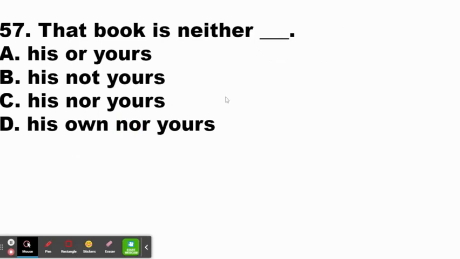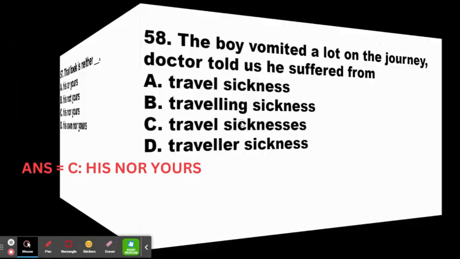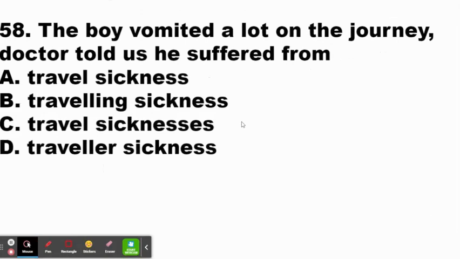57. That book is neither dash. A, his or yours. B, his, not yours. C, his nor yours. D, his own nor yours. Option C is correct. Neither goes with nor, either goes with or. So the correct option is C. That book is neither his nor yours. Okay?